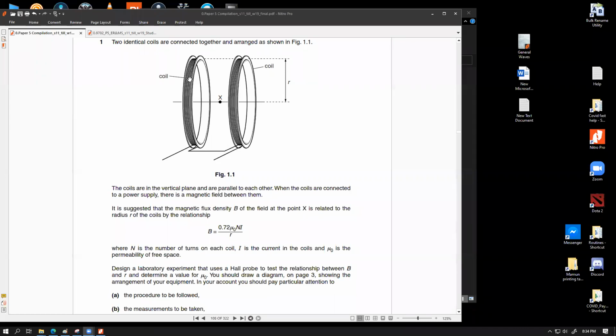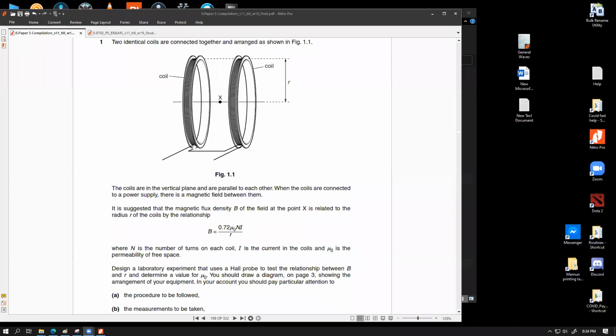Masking tape is pretty good. We can use masking tape on top of them so that the coils are perfectly in their orientation before you start doing the experiment. And also in this question, nowhere does it say what the in-between distance between them should be. We're trying to find a relationship between B and R.